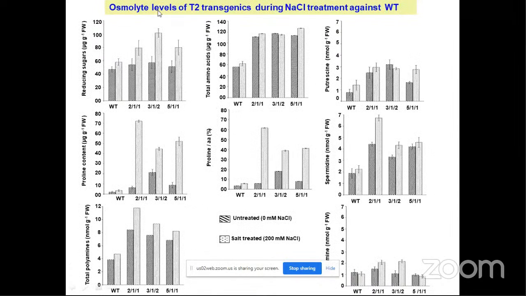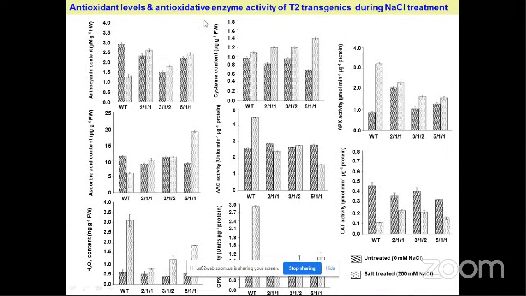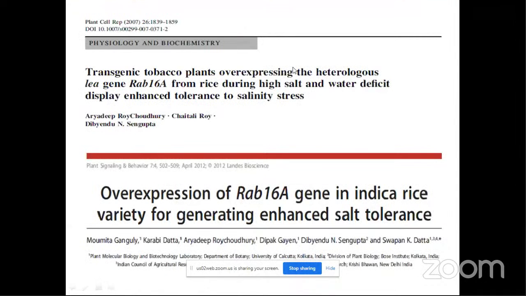We measured the different osmolytes, particularly the proline, the total polyamines, and the different antioxidants. I will come to polyamines later: the putrescine, spermidine, and spermine. Polyamines also confer protection; they are kind of osmolytes. So all these analyses were done. The different antioxidant and antioxidative enzyme activities were also measured, and we published the paper in Plant Cell Reports.